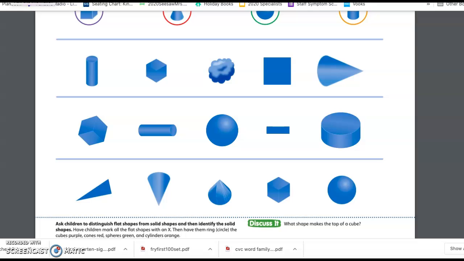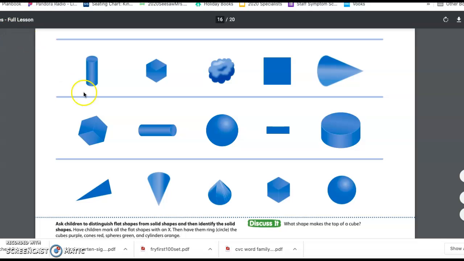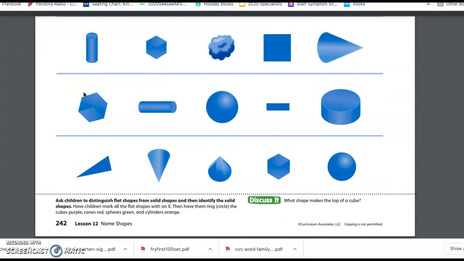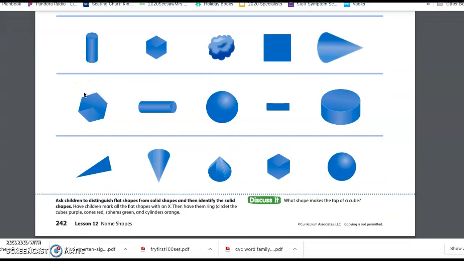Everyone, this is an optional activity. You're going to be on page 242 of your math page. Pause the video until you're ready and on that page.